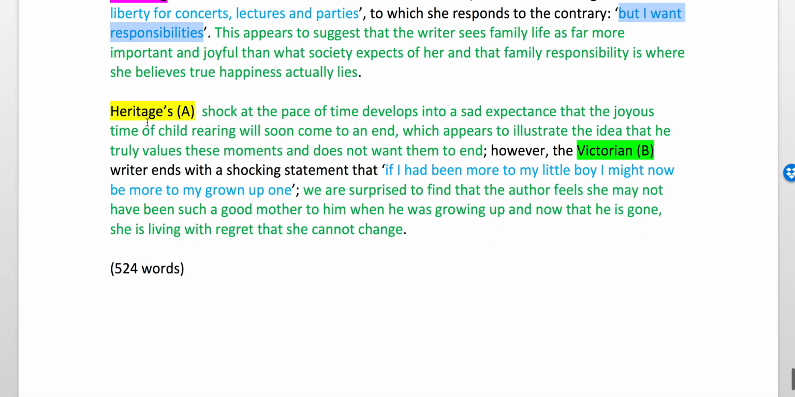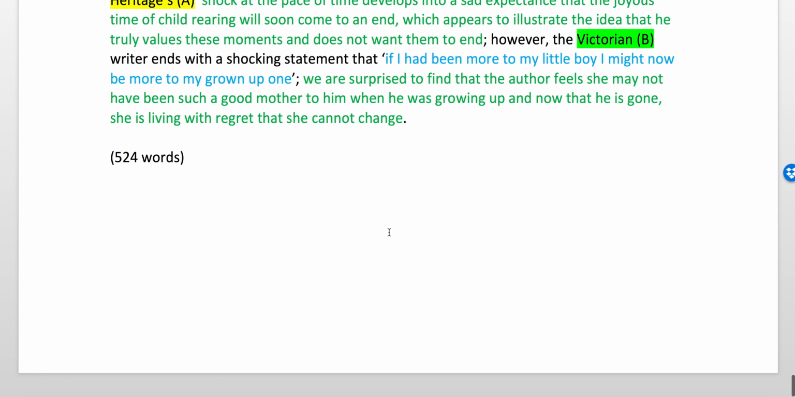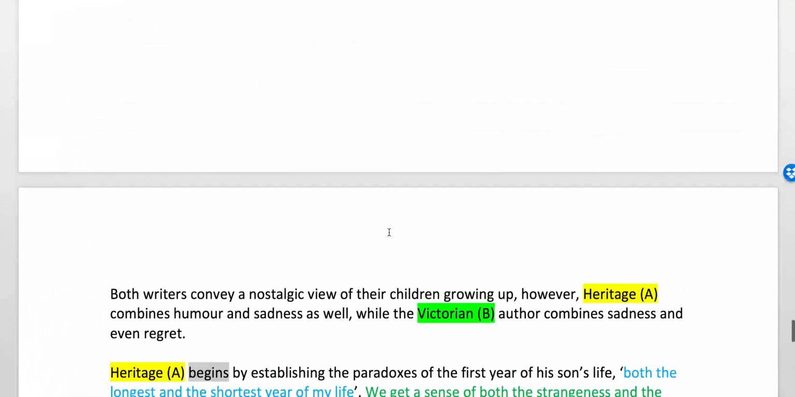And obviously at the end we learn that she says, if I had been more to my little boy, I might now be more to my grown-up one. So there seems to be an element of regret there, and that she hasn't actually done all the things that she probably wanted to do for him when he was growing up. Okay, so that's question 4.